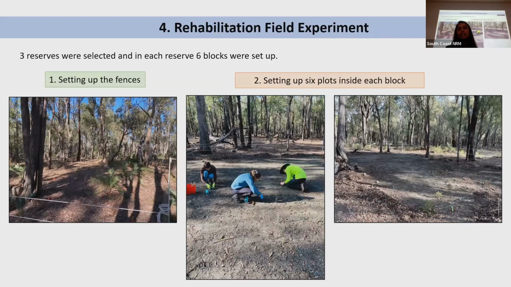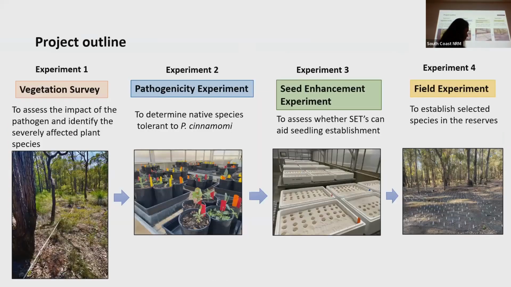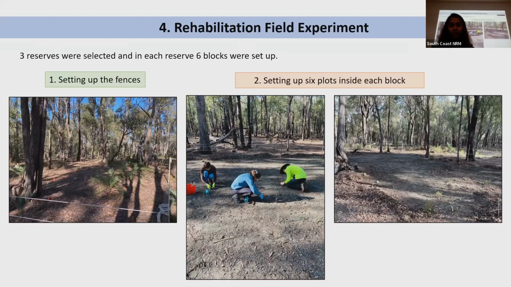For the rehabilitation experiment, we selected 3 reserves out of 5 reserves that we did the survey. In each reserve, we set up 6 blocks, and all of the 6 blocks were fenced out. Then inside each block, we set up 6 plots for each species.